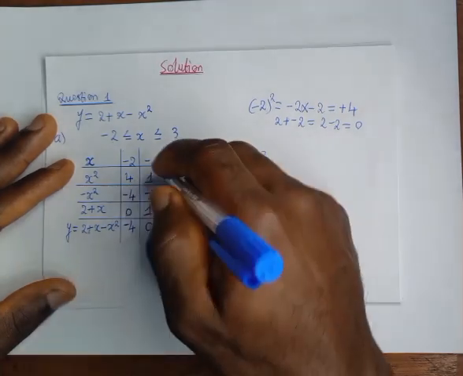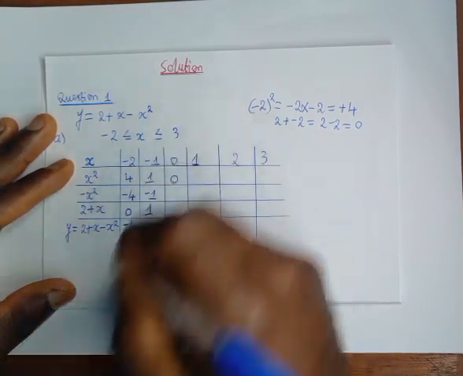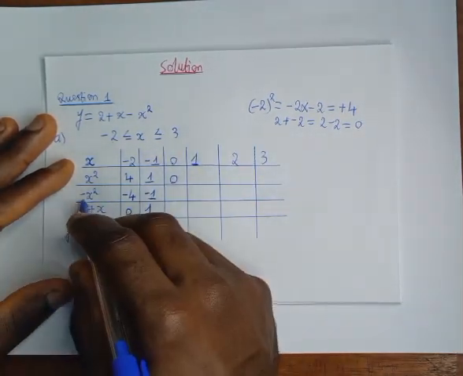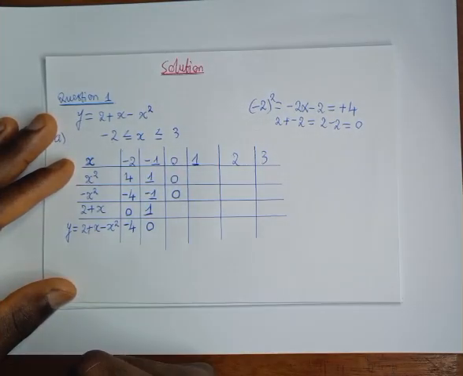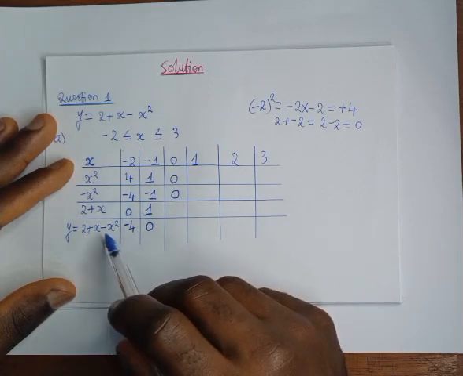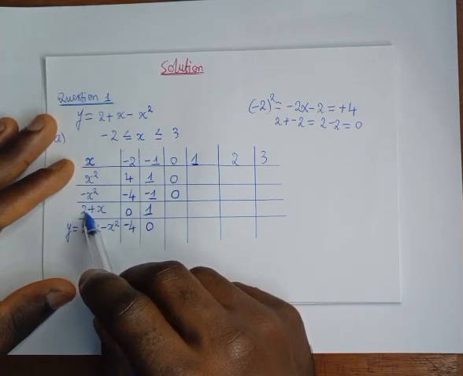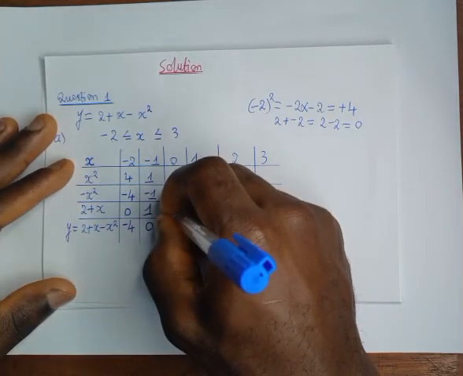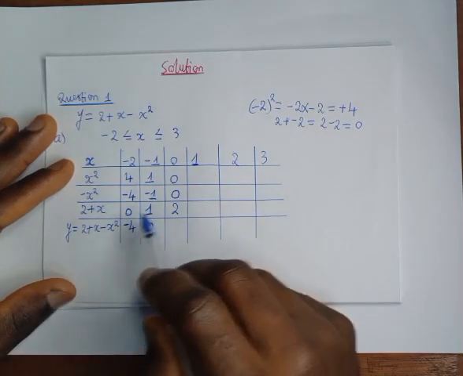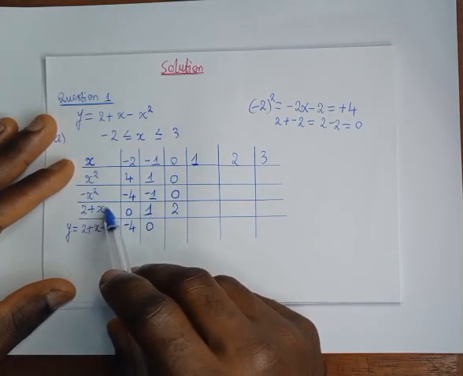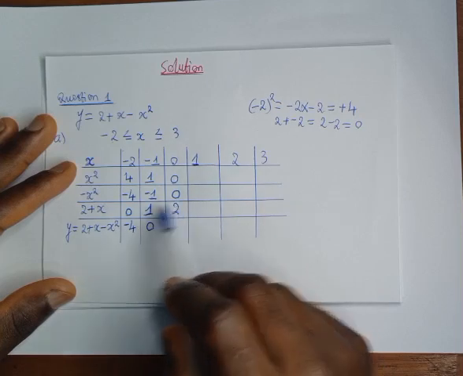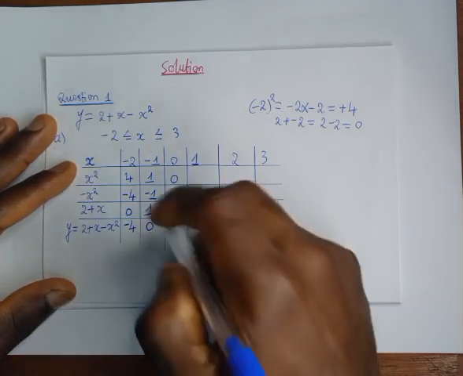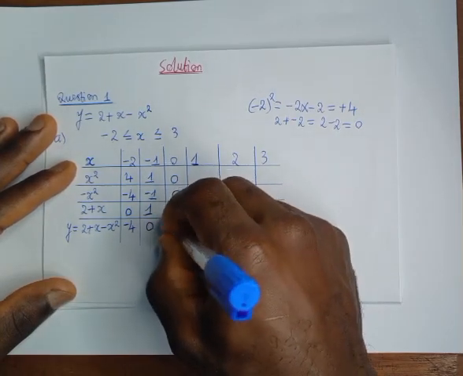We go to the next. 0 squared remains 0. Negative 0 is 0. Remember 0 is a neutral number. 0 is neither positive nor negative. The next, we take 2 plus 0 gives 2. The next, 2 plus 0 gives us 2.